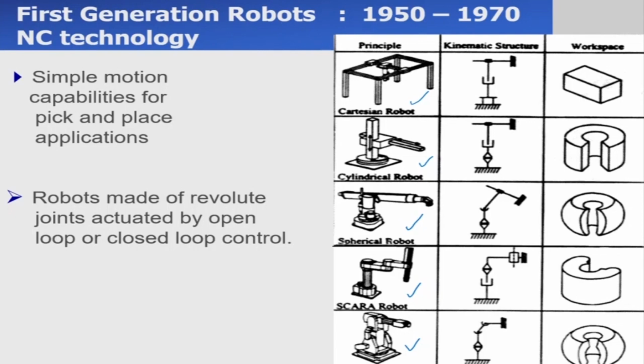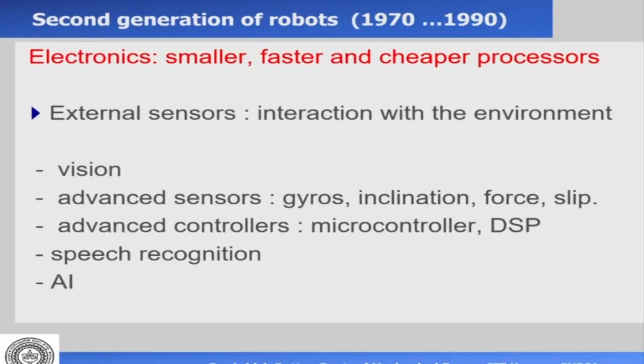Okay, so this is an example of how robots are divided. The first generation robots are divided based on their structure. So this is 1950 to 1970. Now what happens after that, about 1970s, is that electronics became smaller, faster and cheaper.